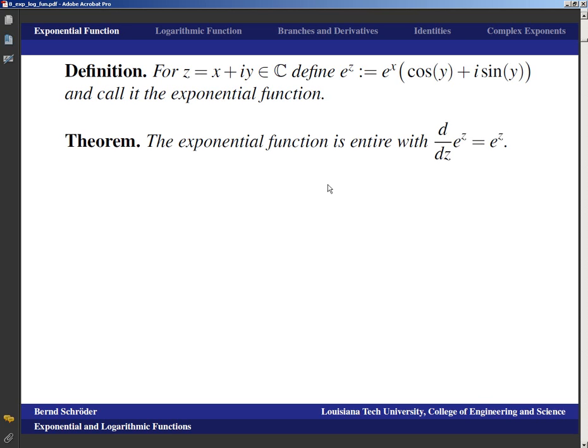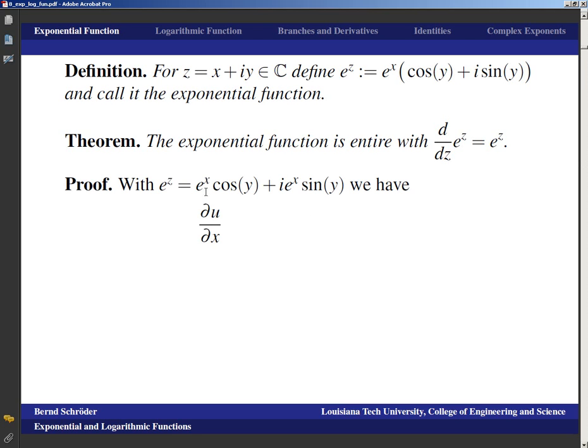The exponential function turns out to be an entire function, so it's differentiable in the whole complex plane, and the derivative is what we expect it to be from the real line. The derivative of the exponential function is the exponential function itself. To prove that, no surprises there, we look at the real part and the imaginary part of the complex exponential function, and we verify the Cauchy-Riemann equations.